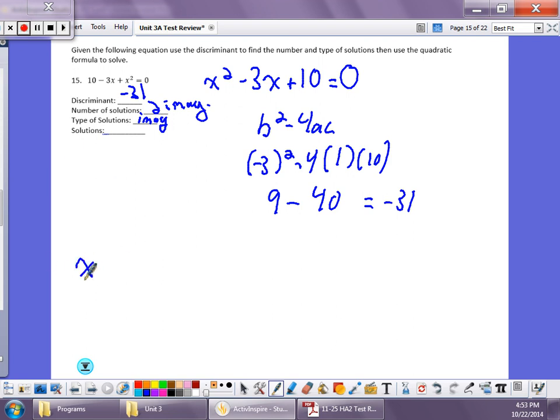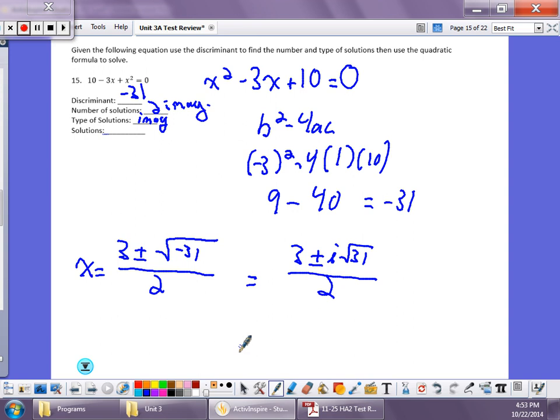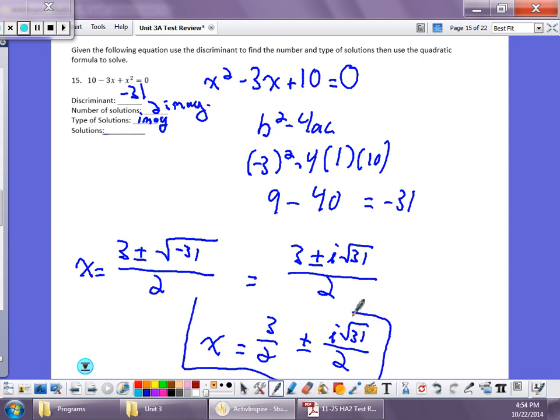So now I can go through and write out my whole quadratic formula. x equals negative b plus or minus the radical of b squared minus 4ac, which I just found was negative 31, all over 2a, which is just 2. Negative 31, I'd take out that negative and make it i. So I get 3 plus or minus i root 31 over 2. And if I really wanted to be picky, I would write this as 3/2 plus or minus i root 31 over 2. And those would be your solutions.